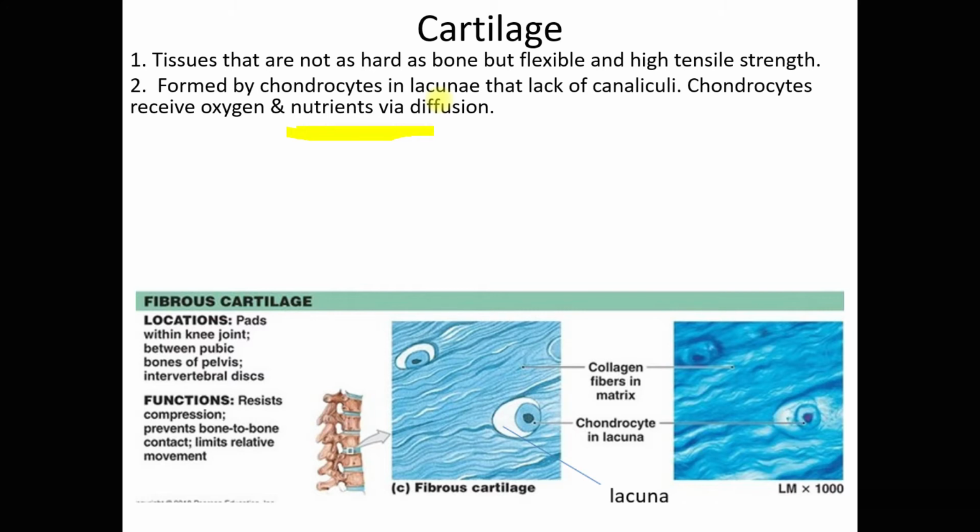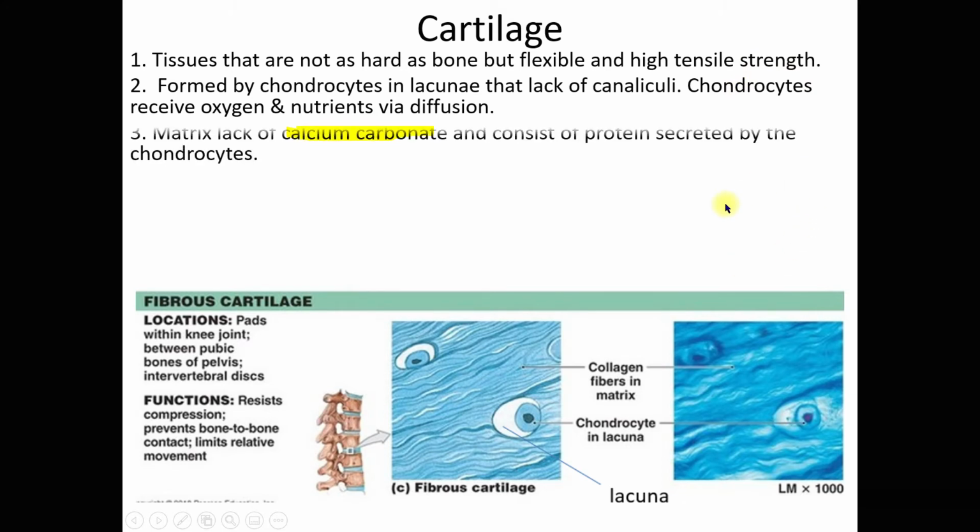So these chondrocytes receive oxygen and nutrients via diffusion, right? Now, chondro means cartilage, cytes cell, so cell cartilage. So chondrocytes ialah cell cartilage. Okay, now the matrix of this cartilage lack of calcium carbonates. The matrix of the bone has calcium carbonate. Tapi cartilage tiada calcium carbonate. That's why cartilage, they are softer than the bone. Because cartilage lack of calcium carbonates.